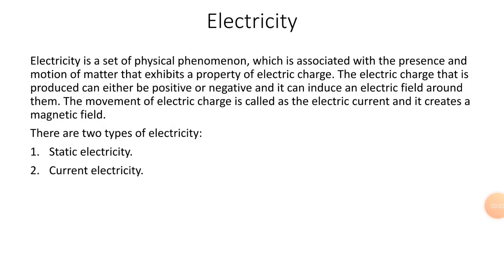Electricity. Electricity is a set of physical phenomena which is associated with the presence and motion of matter that exhibits a property of electric charge. The electric charge that is produced can either be positive or negative, and it can induce an electric field around them. The movement of electric charge is called the electric current, and it creates a magnetic field. There are two types of electricity: static electricity and current electricity.